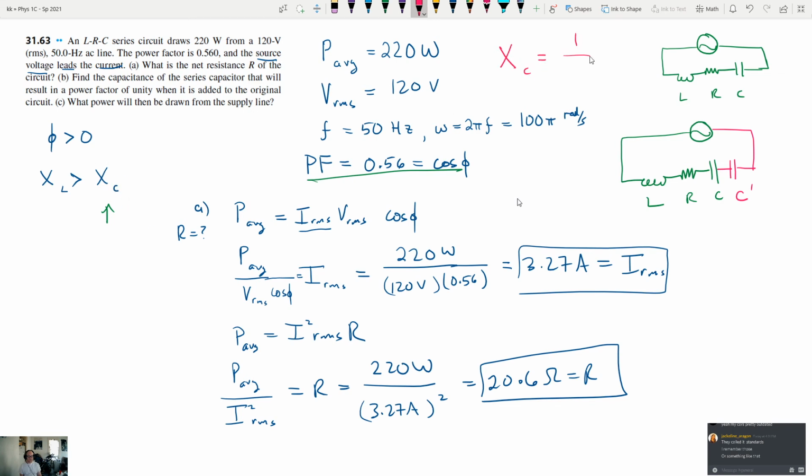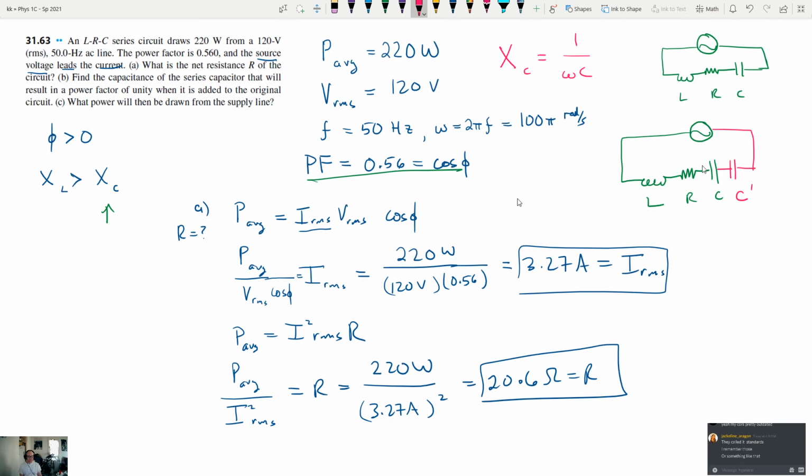I think it is, because this is our relationship, right? If we make C smaller, what happens to XC? It gets bigger, yeah. So that's exactly what we want to do. If our goal was to make XC smaller, we would have to add capacitors in parallel. Very easy to do, though, right?